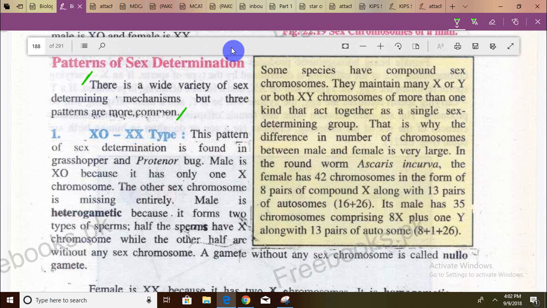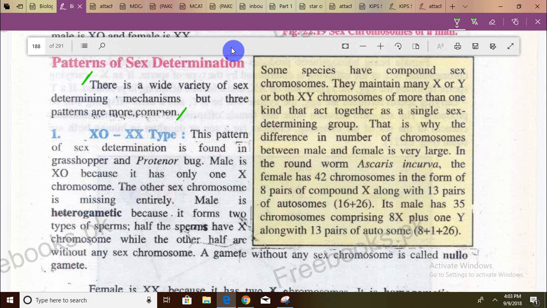And this is pretty interesting. So the male is what we call heterogametic, whereas the female will be homogametic because she is only able to contribute just an X. A gamete without any sex chromosome is called a nullogamete. So either an X can be contributed to make a female protein or bug, or a nullogamete to make another male.